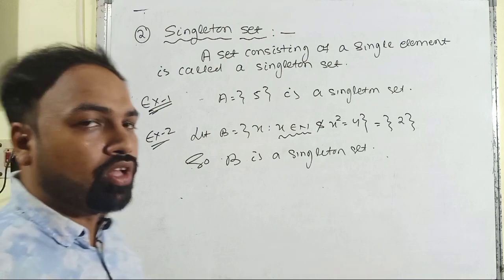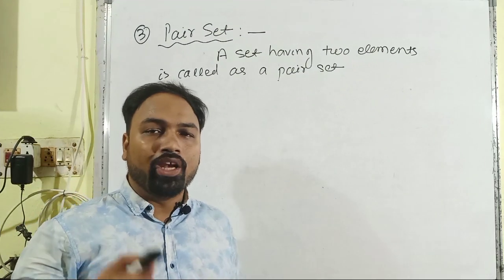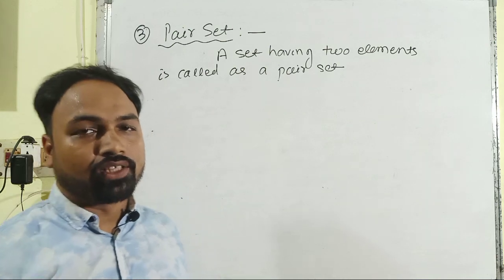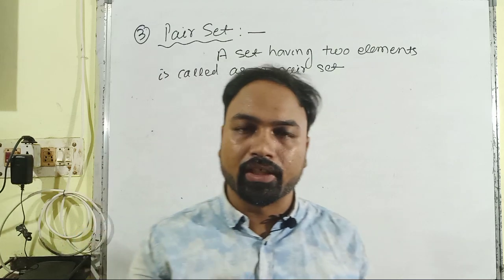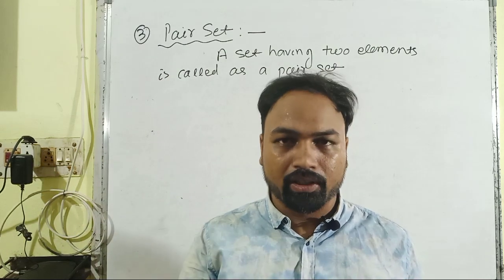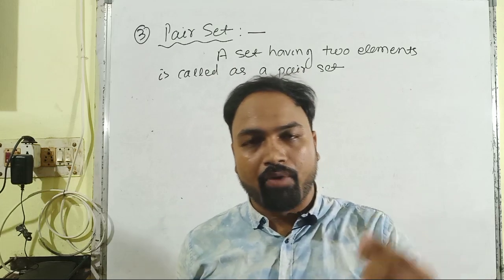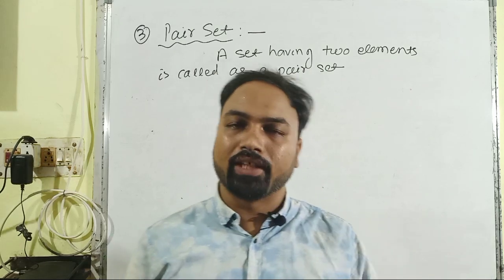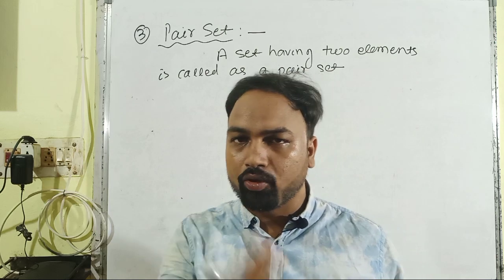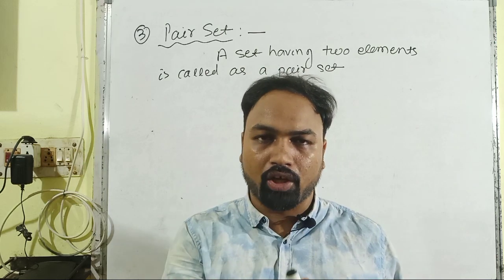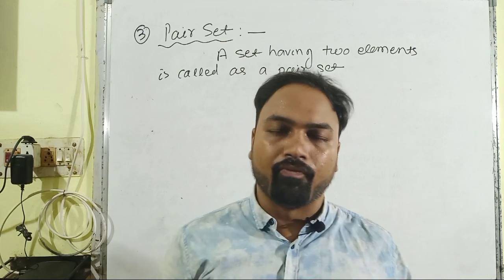Then let us move towards the pair set. The set having 2 elements in it is called a pair set. That means if a set has no element, it is called an empty set. If a set has one element, it is called a singleton set. Similarly, if the set contains only 2 elements or 2 objects, then it is called a pair set.